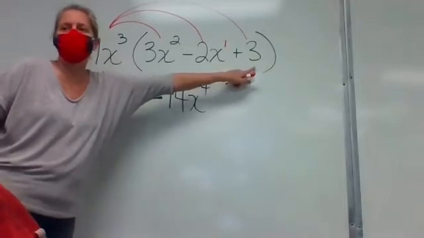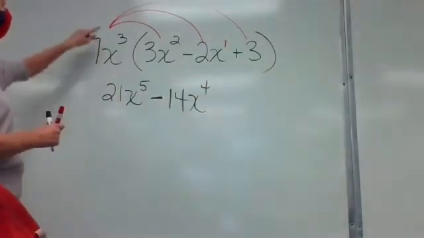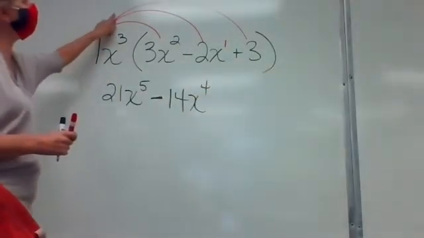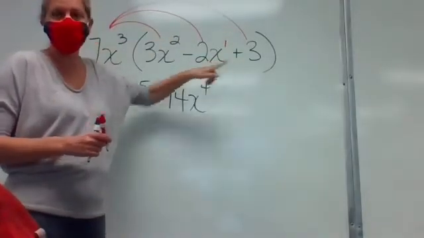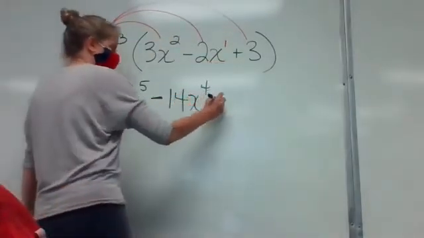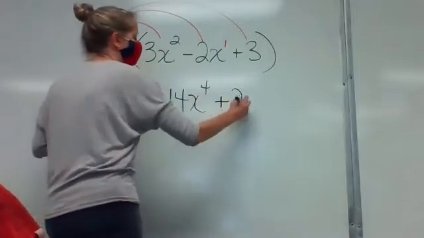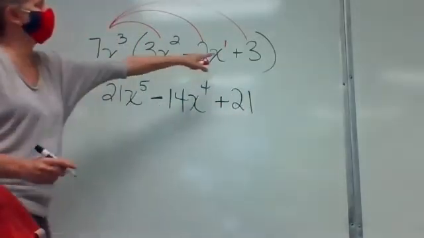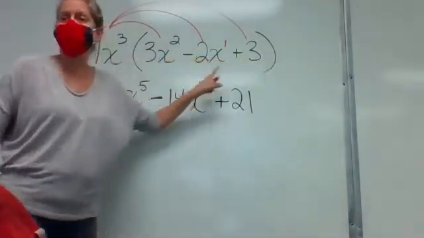Moving on to the +3. So now I've got 7x to the 3rd times +3, which is going to give you plus 21. Now this one, it just doesn't have any more x's to add to it.